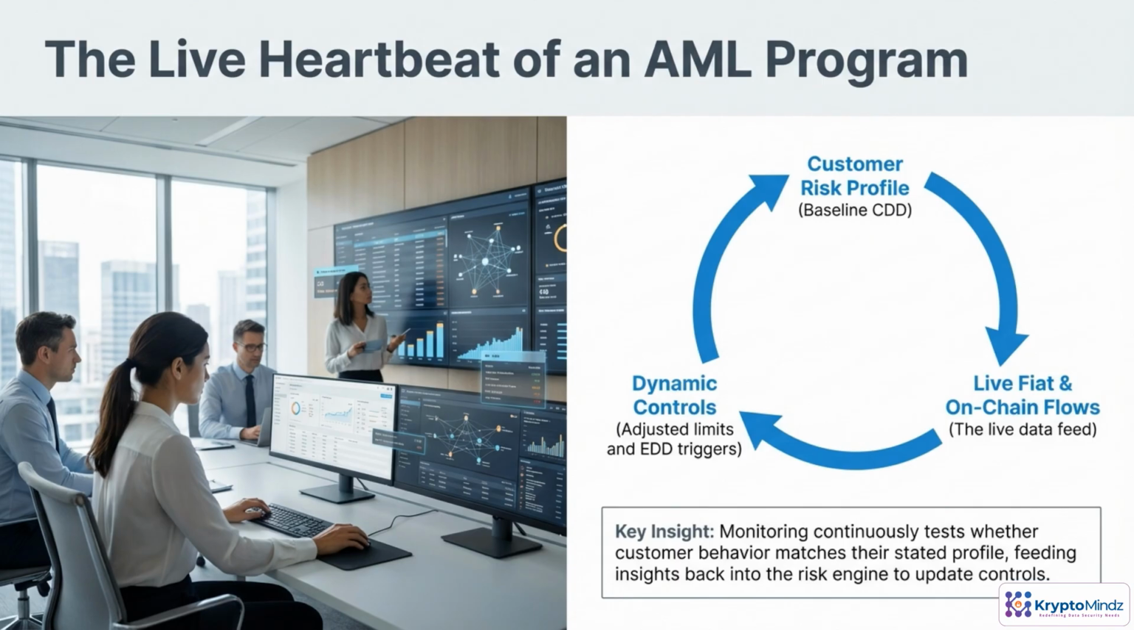Think of a good AML program like a heartbeat. It starts with the customer's risk profile: who they are, where they're based, and what they're doing with your platform. Then you watch live fiat and on-chain flows and ask, does this behavior fit that profile? Those insights drive dynamic controls, tighter limits, extra due diligence, sometimes even exits, which then feed back into the profile and keep the loop alive.